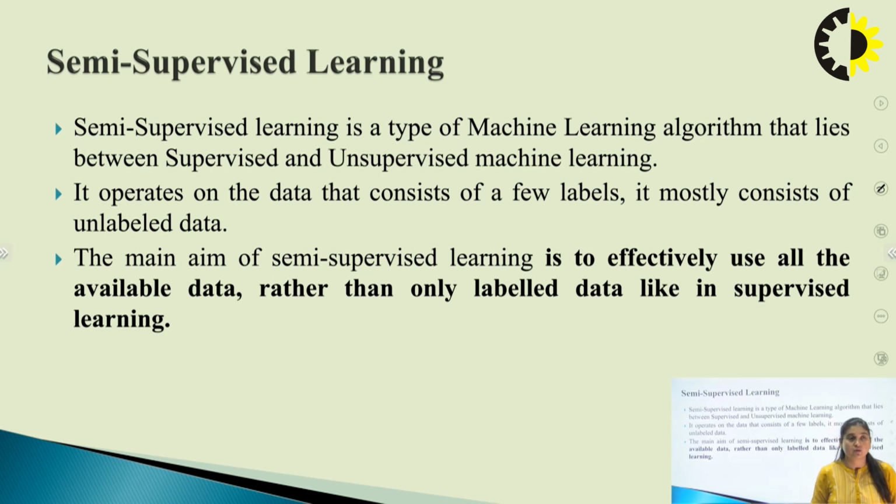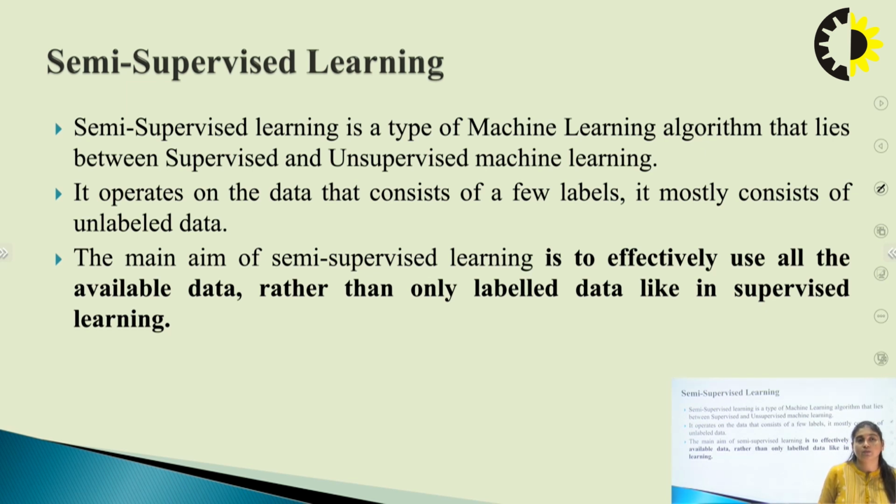Next we have semi-supervised machine learning. As the name suggests, it has some of the properties of supervised machine learning and some of the properties of unsupervised machine learning. So it lies somewhere between the two, and it operates on data that consists of few labels. So it mostly consists of an unlabeled data set.